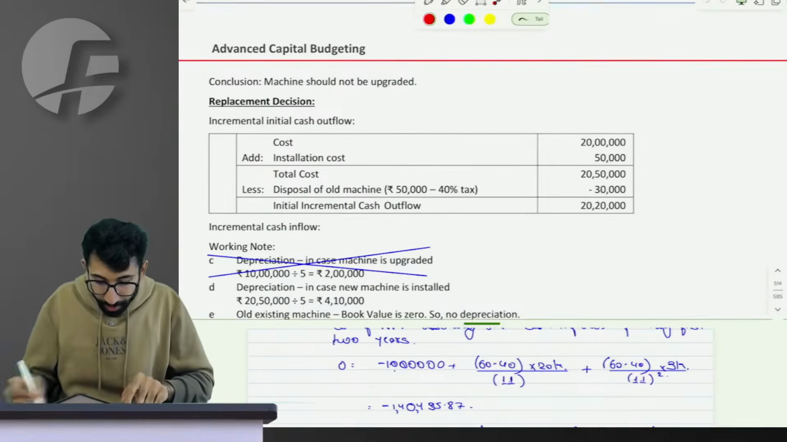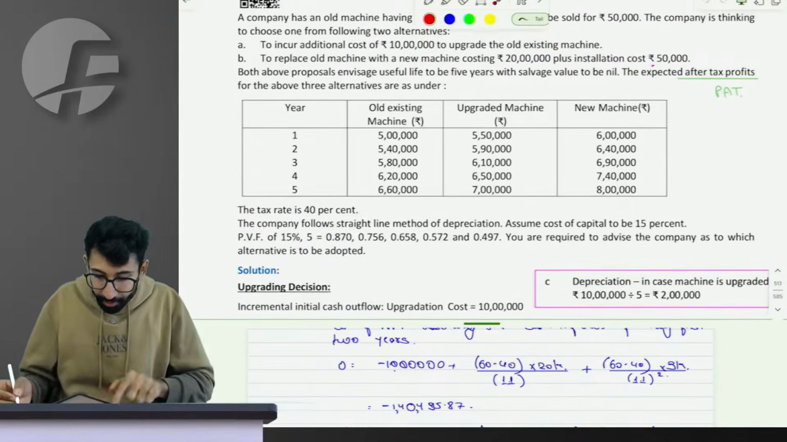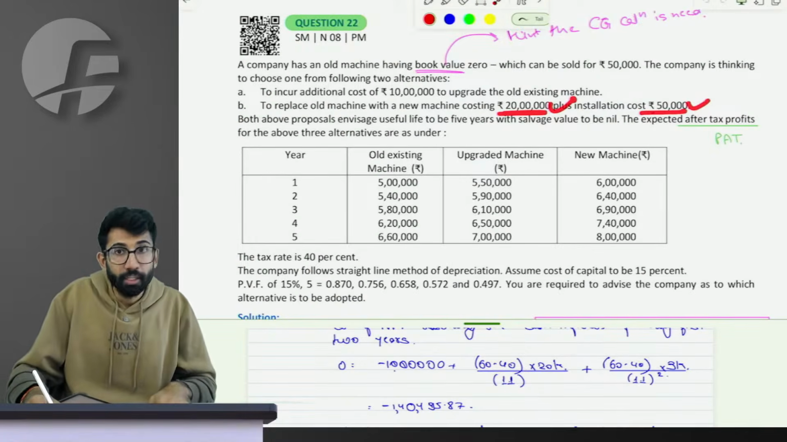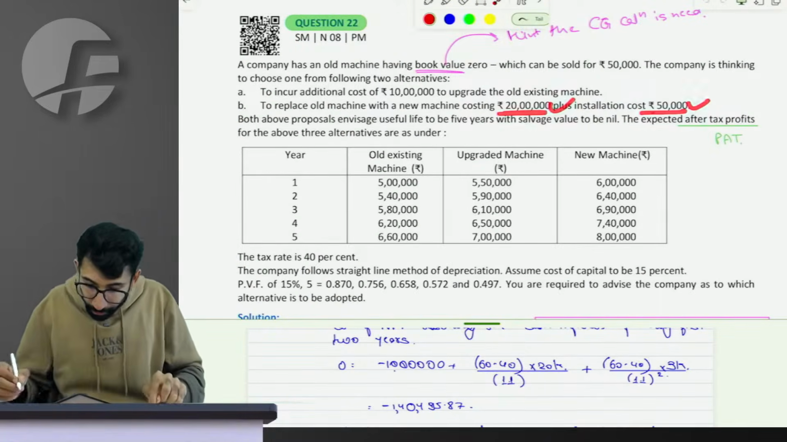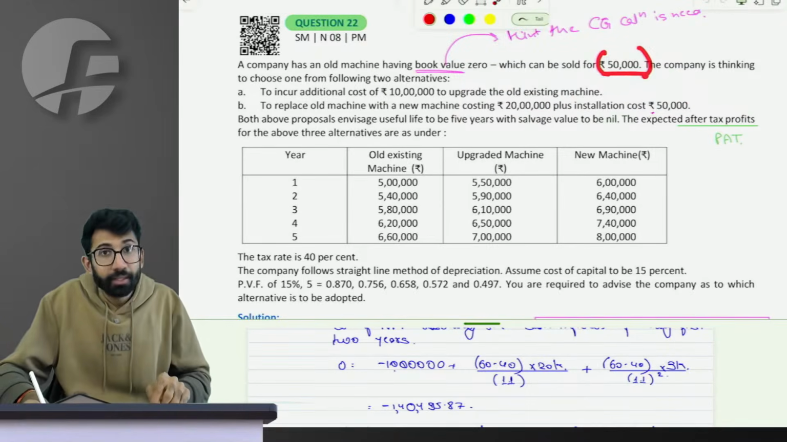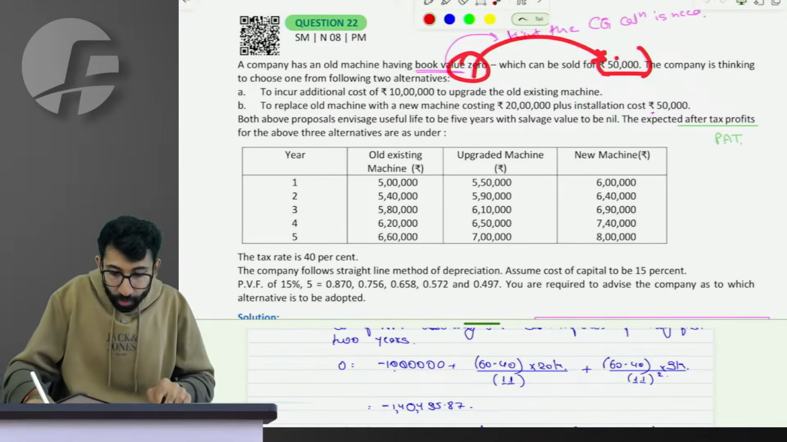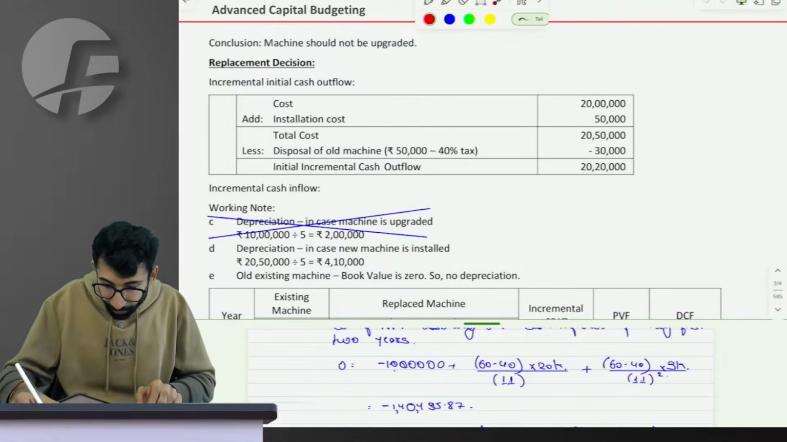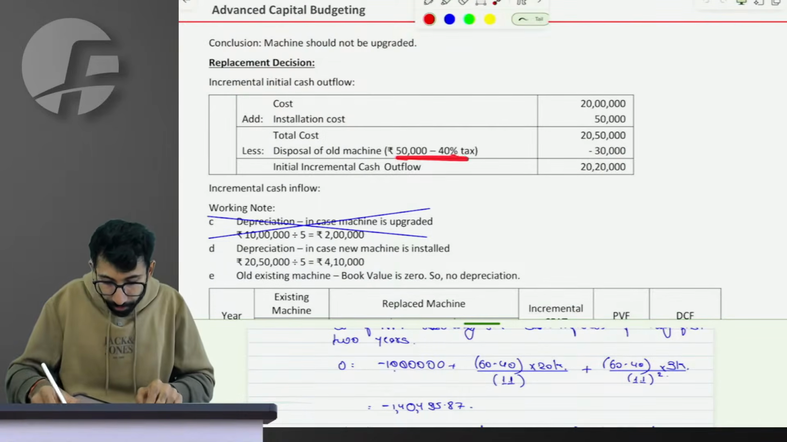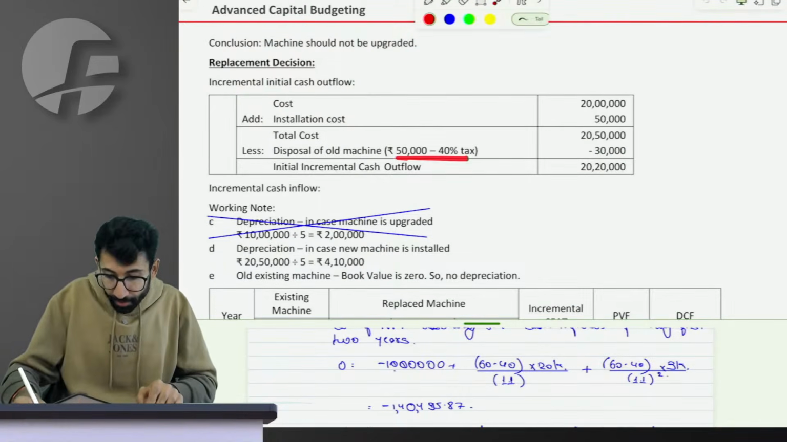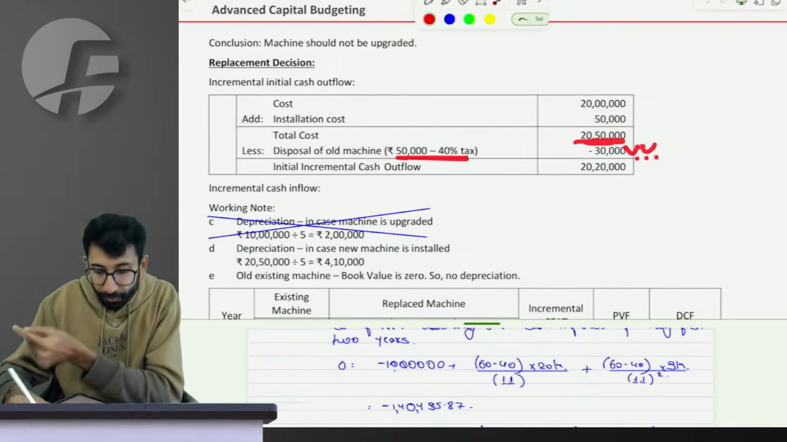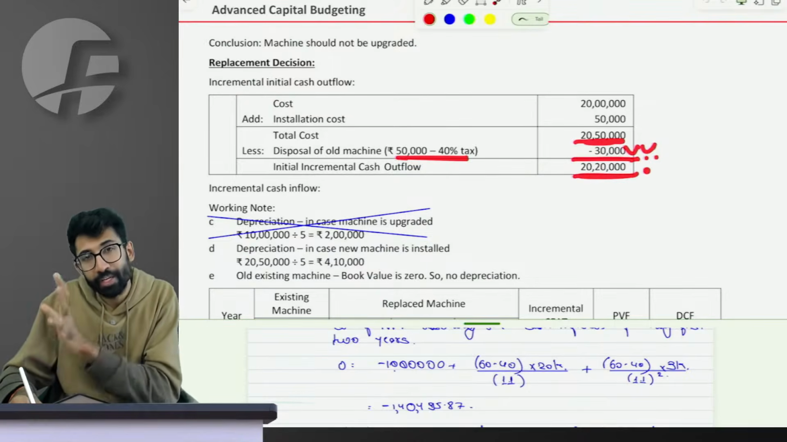Sir, if I update to the new machine, the original cost is 20 lakhs 50,000. Sale of the old, I'll be able to sell at a price of 50,000, right? Since the book value is 0, I'll have to pay capital gain tax on a value of 50,000, at the rate of 40%. So I'll receive only 30. So 2050 I buy the new, but 30 I receive from the old. So net amount blocked is 20 lakhs 20,000.